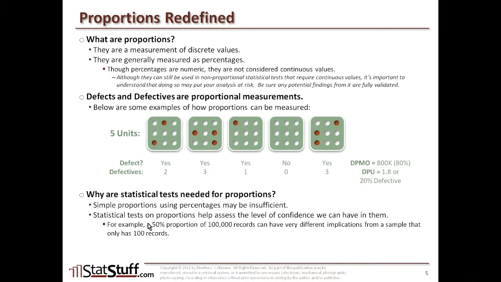As an example, you might have a 50% proportion of 100,000 records. That's going to be very different in its implication than if you have 50% of only 100 records. So you have to account for the difference in the sample size, which could affect the overall proportion, which ultimately affects the precision of the proportion that's represented. All right, now we can dive into actually showing how to run this one proportion test in Minitab.